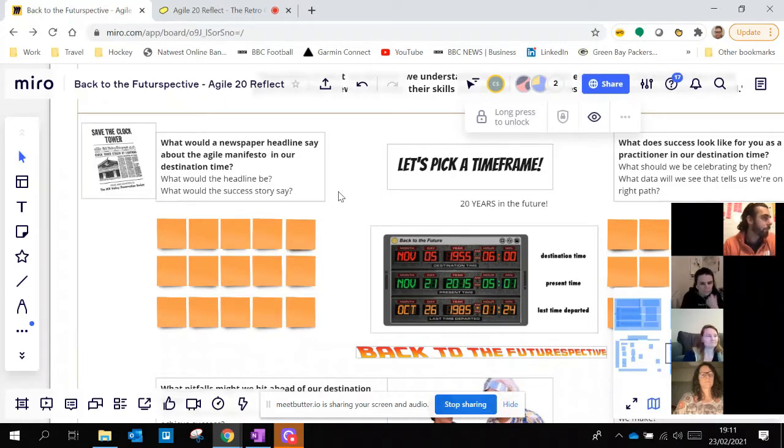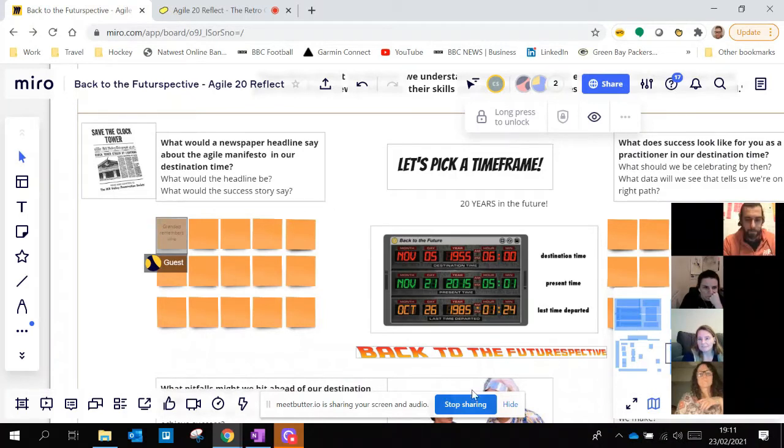The year is 2041. The pandemic is hopefully long gone in our memories. It might be something that gives us PTSD when our kids talk about it, or grandchildren for some of us. Maybe me, I'm getting old. Imagine 20 years in the future, what would the headlines say? What might articles say about the Agile Manifesto? What might blogs say? What would the community say? What would the success stories say?